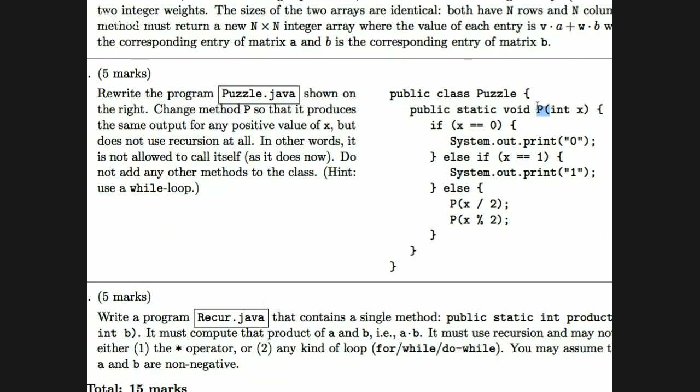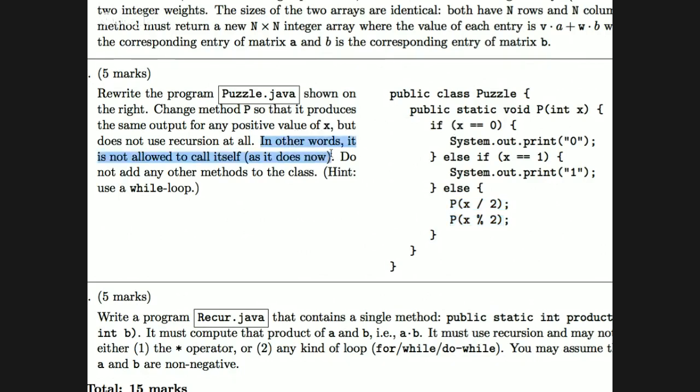I've got to change it, but it's supposed to produce the same output, but not use recursion at all. So at the moment, P is using recursion. Yes, it's calling itself at the end. I change it so that it still produces the same answer. I give it a 5, it sends back some value. I give it a 6, it sends back some value. Same output, but no recursion. So first we have to figure out what P is doing, and then figure out a way of doing that without recursion.